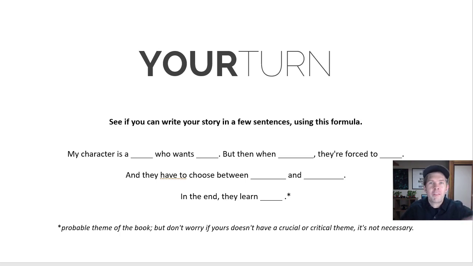What's going to happen that forces them to do something different that they don't necessarily want to do? And how is that going to put them in a really difficult moral choice that forces them to decide between two things that they want? They're basically going to have to decide to give something up. So they have to care about things enough that it's really going to hurt when they're forced to choose. And that's going to be the main conflict of your book.